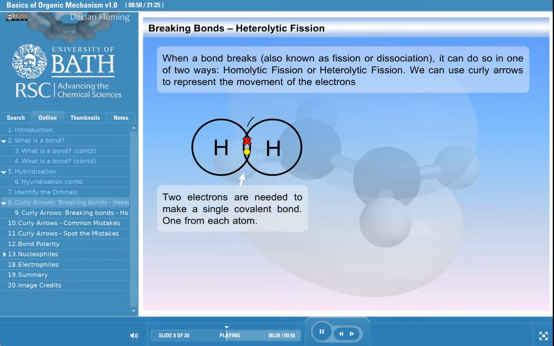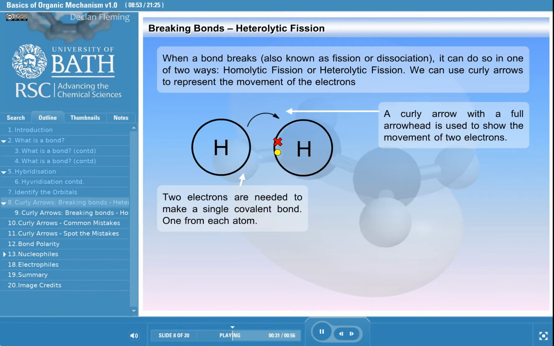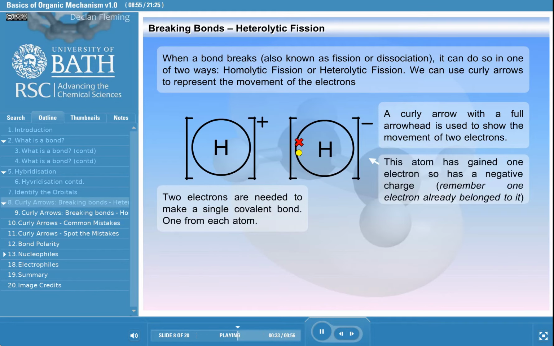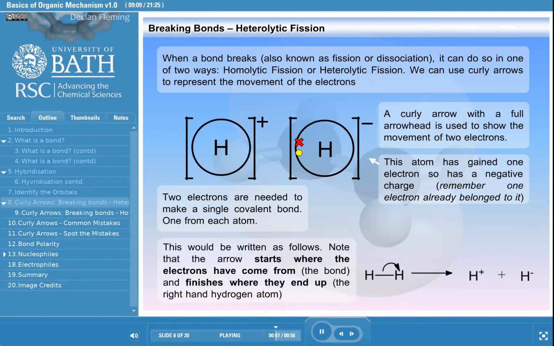We use a curly arrow with a full head to show the movement of 2 electrons. Here both electrons from the bond will go onto the right hand atom, leaving it with a negative charge, although 2 electrons moved onto it. One of them already belonged to it though, so its charge is only 1-. This would be written as follows. Note that the arrow starts where the electrons have come from, the bond, and finishes where they end up, the right hand hydrogen atom.